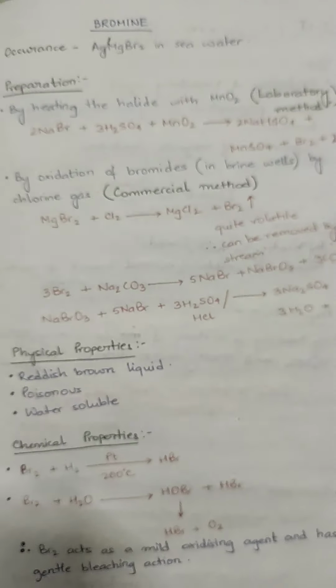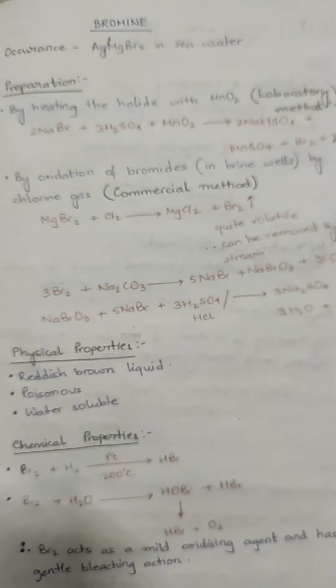Now regarding the preparation of bromine, first method, that is the laboratory method of preparation of bromine, as you can see, sodium bromide reacts with concentrated sulfuric acid in presence of a strong oxidizing agent like manganese dioxide, giving rise to sodium bisulfate, manganese sulfate, bromine and water. Now over here, this Br minus gets oxidized to Br2, and here MnO2 acts as the oxidizing agent for carrying out the process of oxidation.